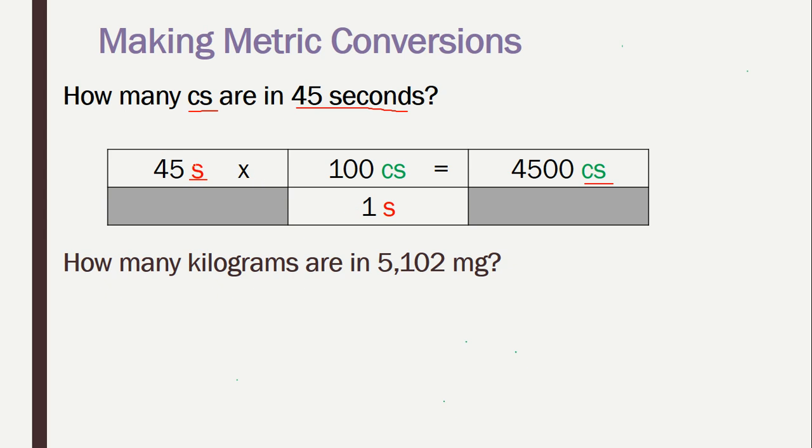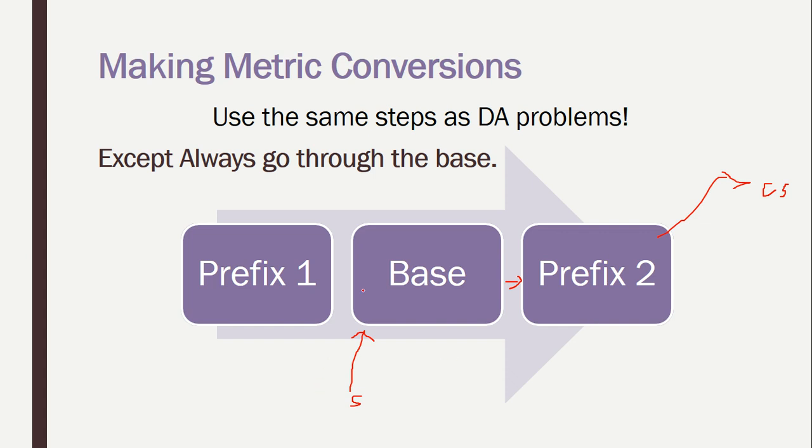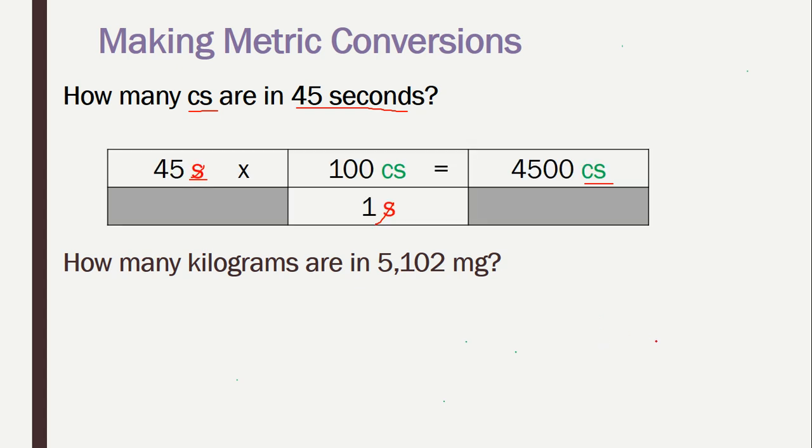So that's what we do. We cross off seconds. We're now at centiseconds. We only had to take one stop to get there, right? We went in at the base and we went to prefix 2, which was centi, and came out. So there you go. Seconds cancels, multiply 45 times 100, and we get 4,500 centiseconds equal 45 seconds.